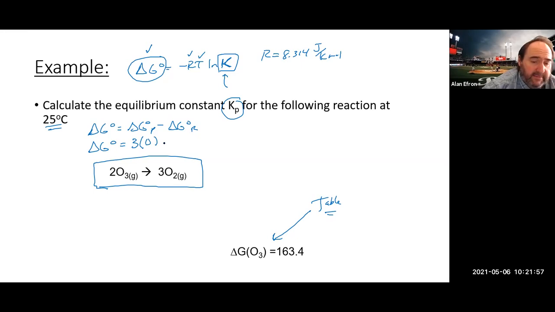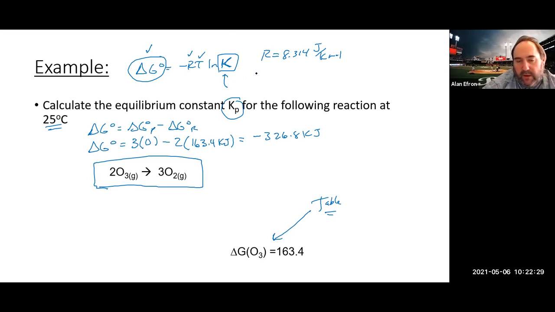O2's value is not listed on the bottom, but if you remember, delta G values for things in their standard state, like O2, are going to be 0. So it's going to be 3 times 0, minus 2 times the value for ozone there, which is 163.4 kilojoules. That ends up getting us 2 times 163.4, a minus 326.8 kilojoules for our delta G value. Any questions on that so far?